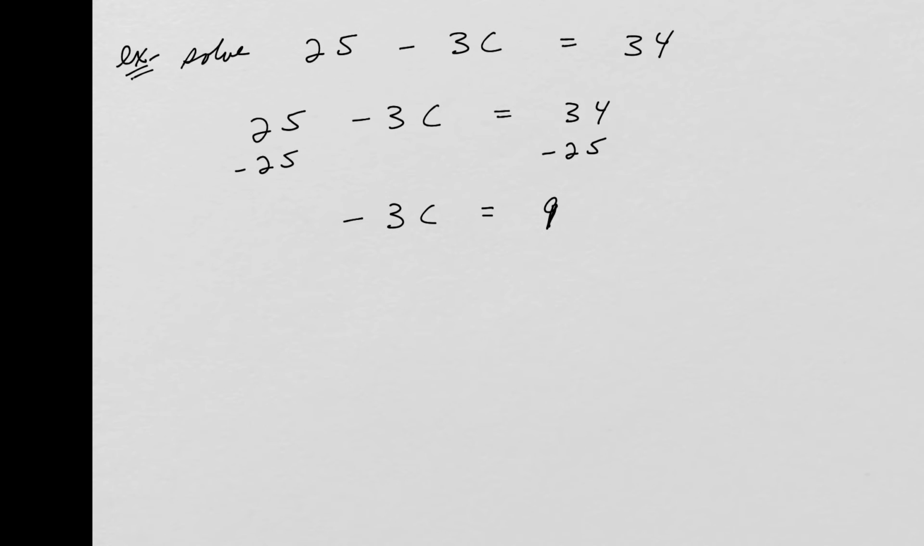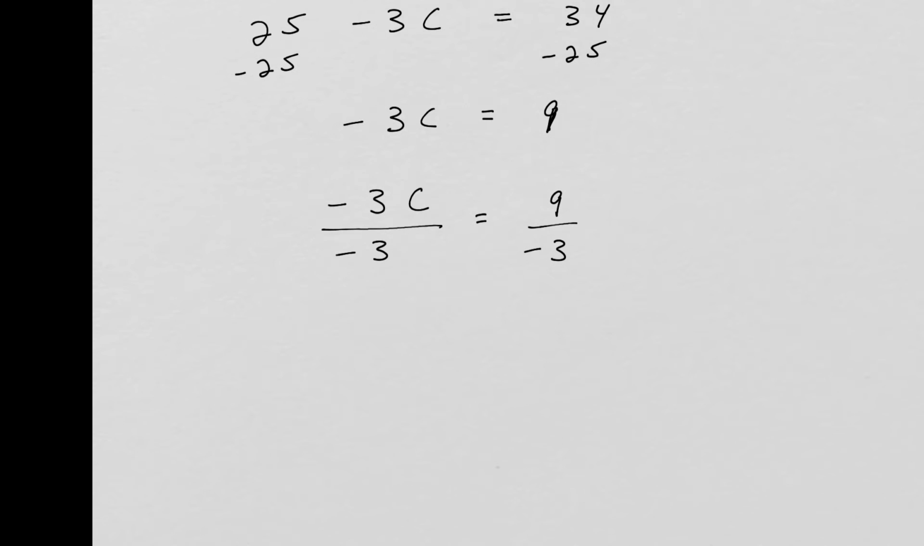Okay, now how do I solve this for c? Well, I need to get 1c. But since c is being multiplied by negative 3, if I divide by negative 3, that'll give me a 1, right? Because negative 3 over negative 3 is positive 1, right? They would cancel. So we know how to divide by negative numbers now. We learned that in this module. So if I divide by negative 3, but whatever I do to one side, I have to do to the other side. So on the left-hand side, I get exactly what I want, right?